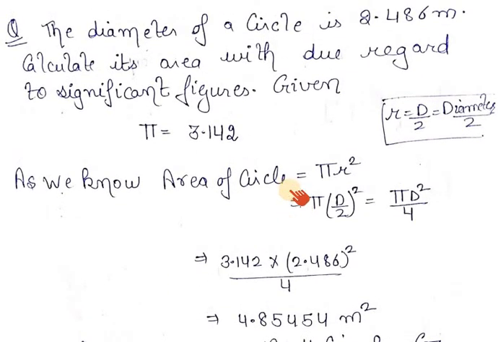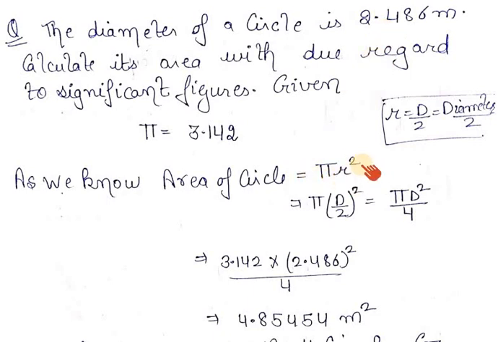Next question is, the diameter of a circle is 2.486 meter. Calculate its area with due regards to significant figures. So the pi value is given to you, that is 3.148, right? So first of all, you will see the diameter of the circle is 2.486 meter, right? So as you know, you have to find the area of the circle, and what is the formula for the area of a circle? That is pi r square.